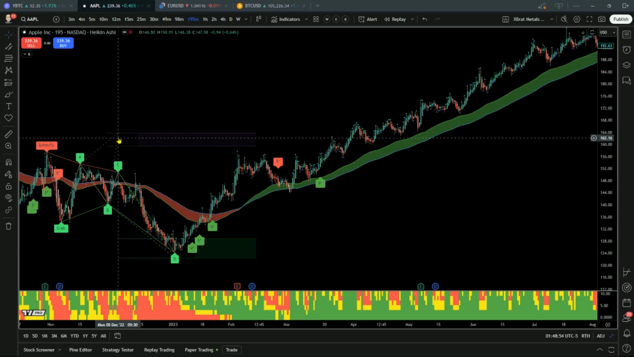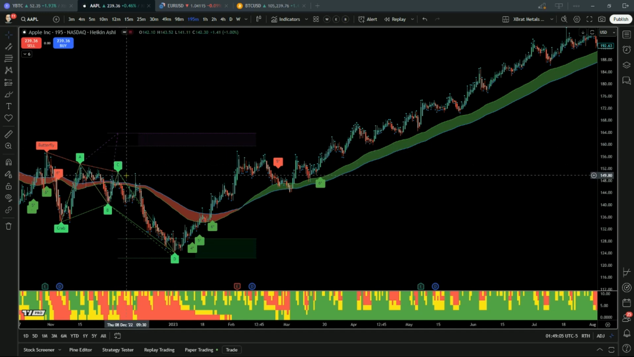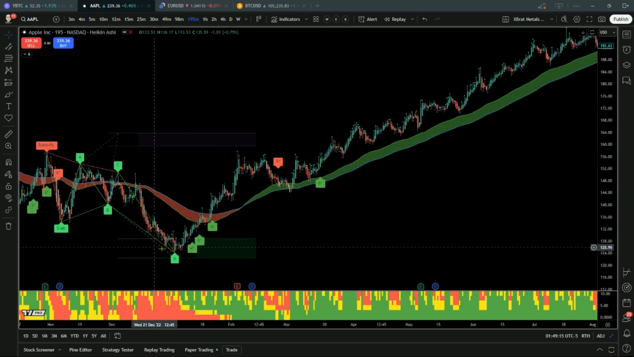The first thing I want to talk about is this butterfly pattern that's colored in red. It did not complete in the automated completion zone, which the software gives. That means it failed. So the short, even though it did go down, wasn't a really big move.